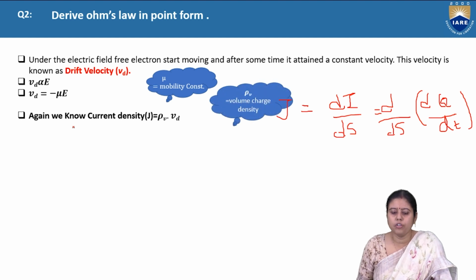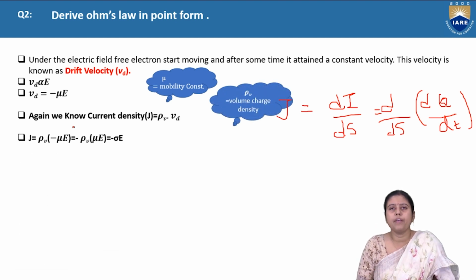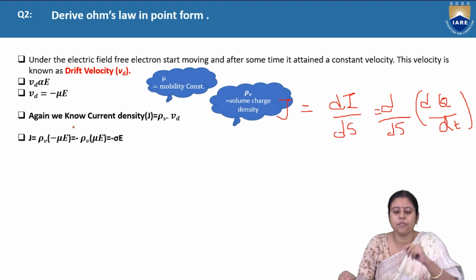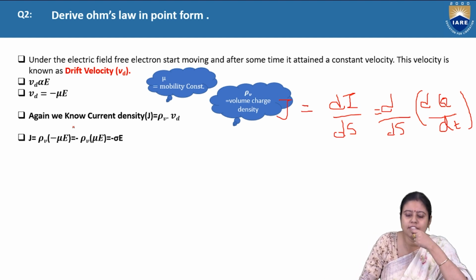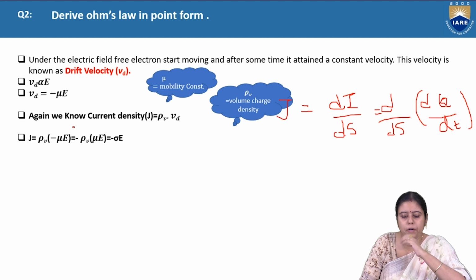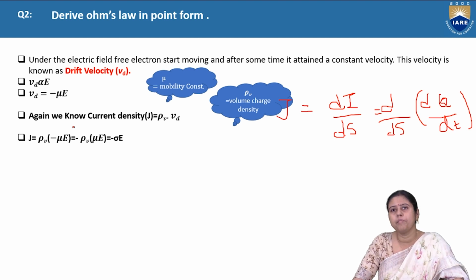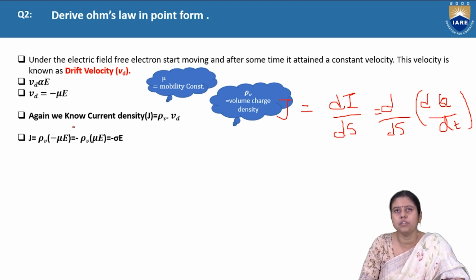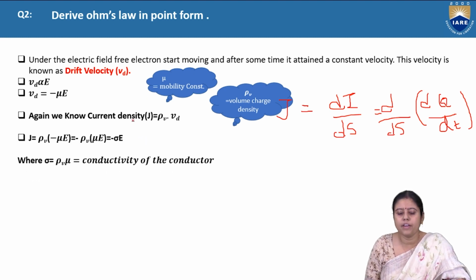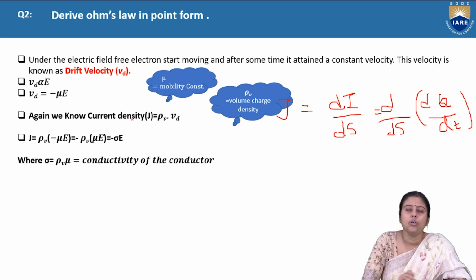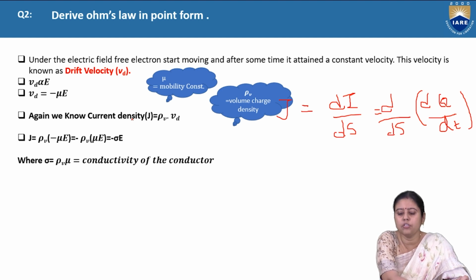Here rho v is the volume charge density. So in the place of Vd, we can write J is equal to rho v mu E. Rho v into mu is equal to sigma, so J is equal to sigma E, where sigma is equal to rho v into mu, the conductivity of the conductor.